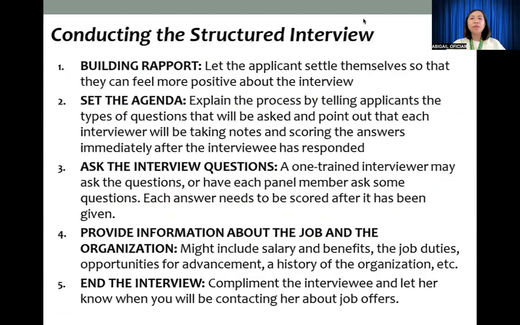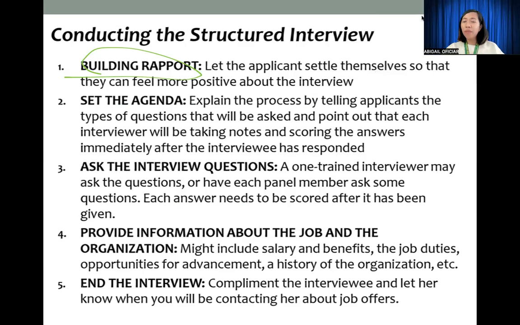Okay, so how to conduct then the structured interview? So the first is you have to build rapport. So let the applicant settle down. Kapag kinakabahan siya, kailangan may gawin ka doon. Maybe you can ask questions na yung makakapagbigay ng saya sa kanya para mag-relax siya. So maybe you can ask paano niya nalaman yung job opening, kamusta siya, yung gano'n. So that's building rapport, okay?